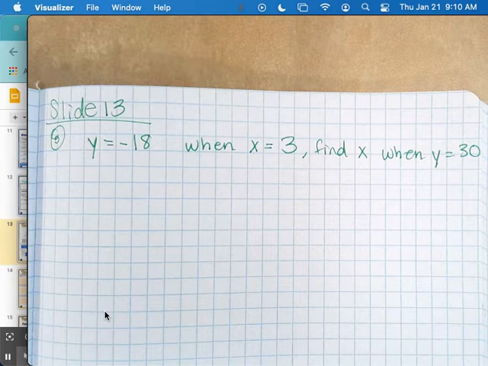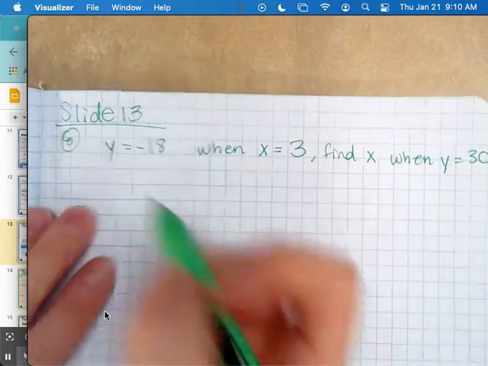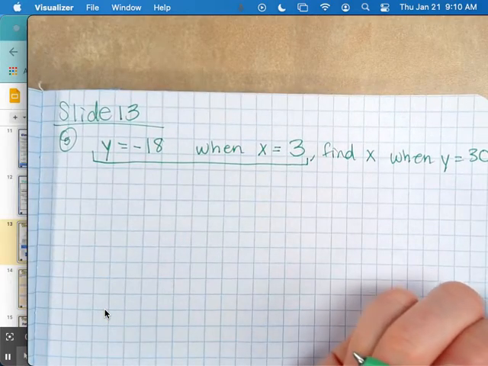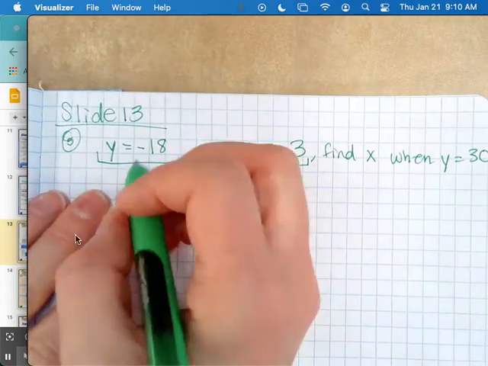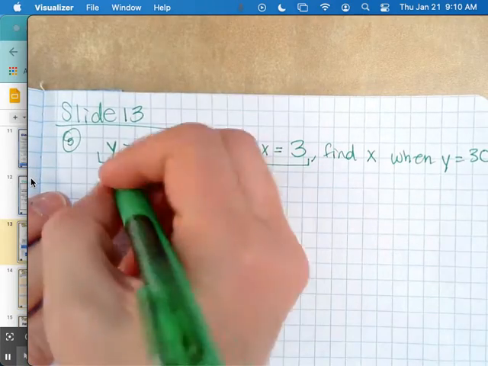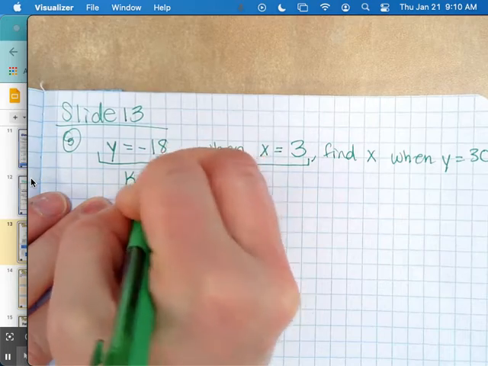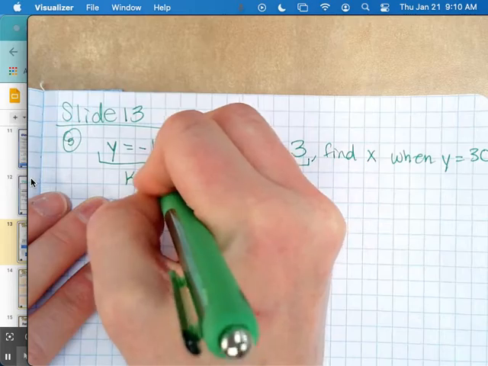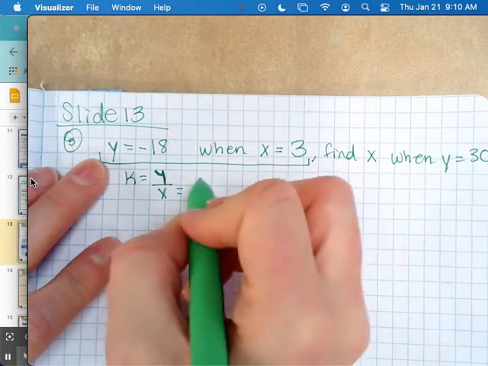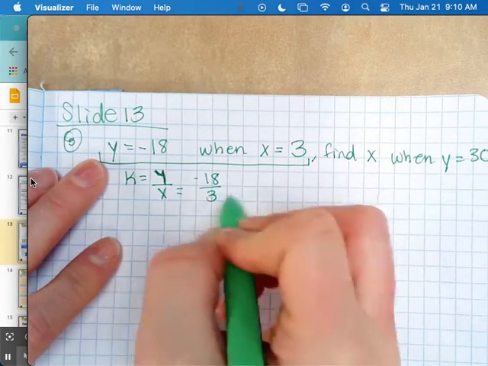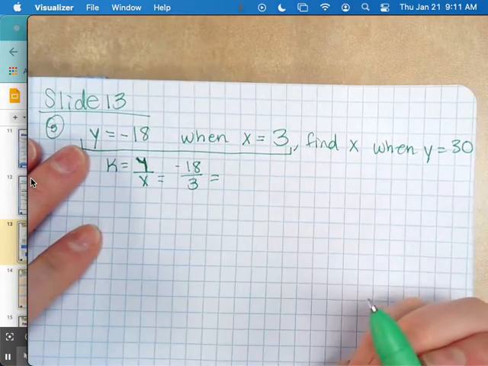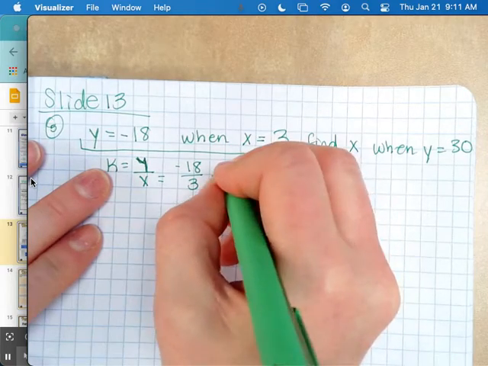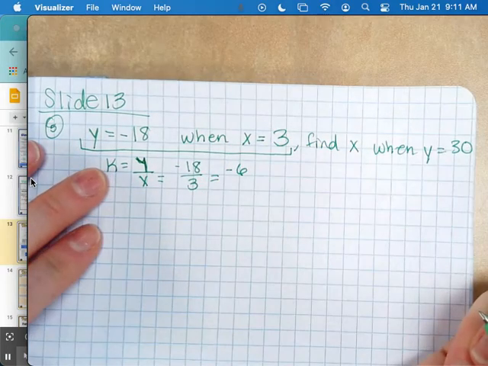Okay, so what we need to do is find our constant of variation by using what they've given us. So this is the first thing that they've given us. We're going to divide y divided by x to find the k value. So k equals y divided by x. So our y is negative 18 divided by 3. So k equals -6.